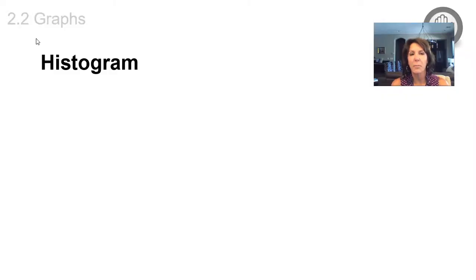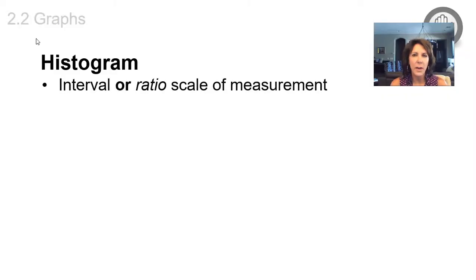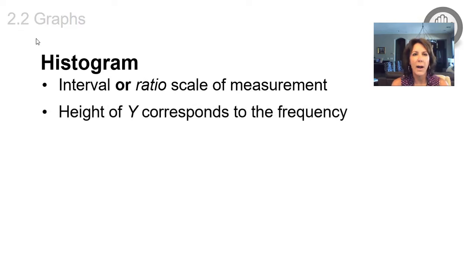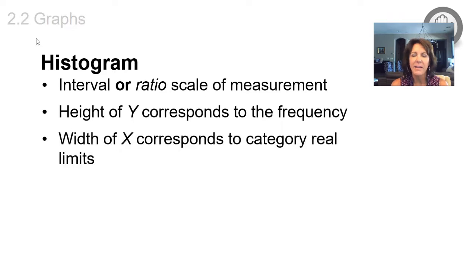The first graph we'll talk about is a histogram. And a histogram uses an interval or ratio scale of measurement. The height of y on a histogram is the frequency, and the width of x corresponds to what we call the category real limits. If you will recall from lesson 1, when we have interval or ratio data, we use something called real limits because there are no gaps in between any points. Each of the points on the interval or ratio scale can be broken up into fractional parts. So we have to use real limits.